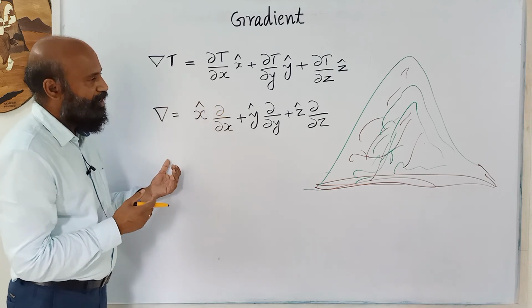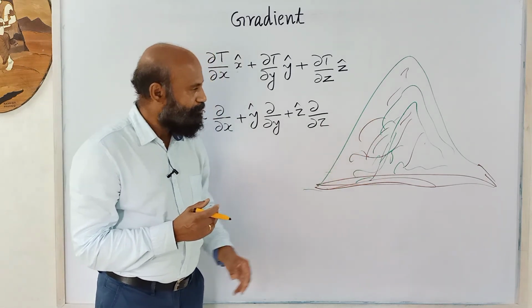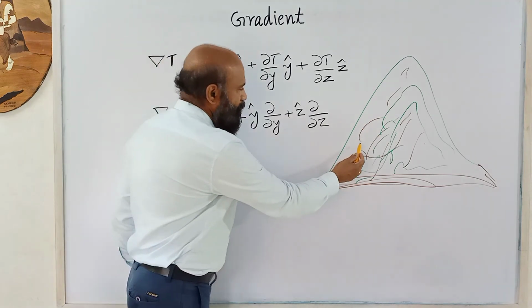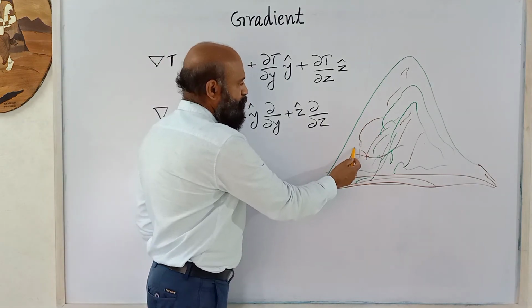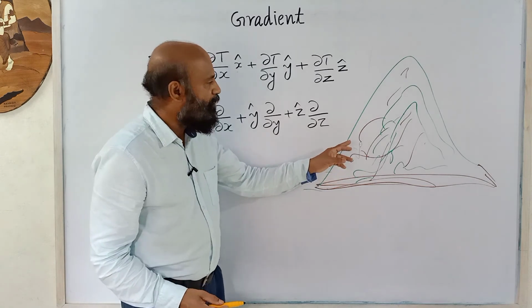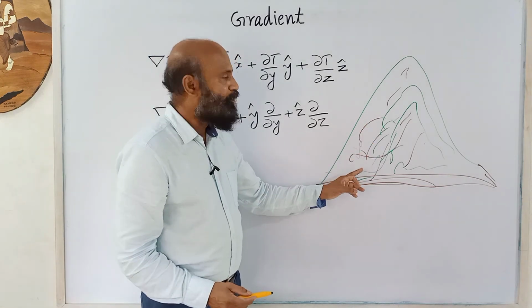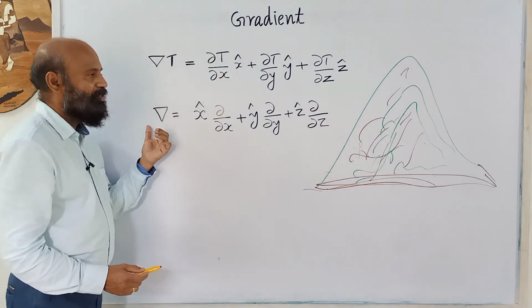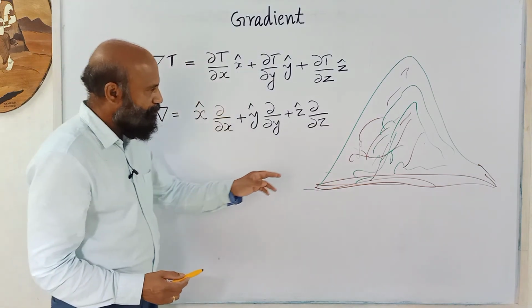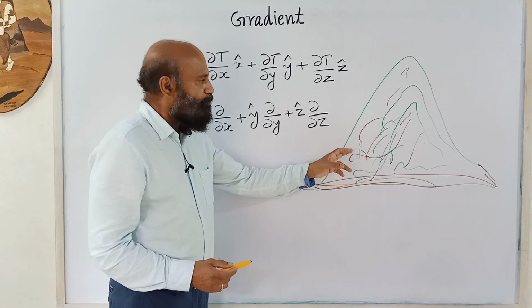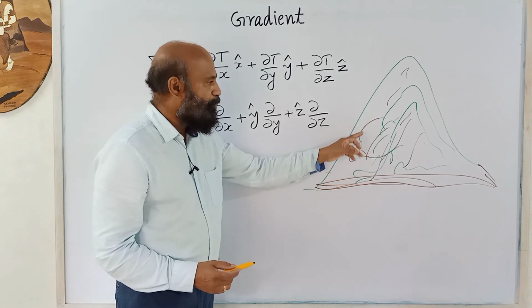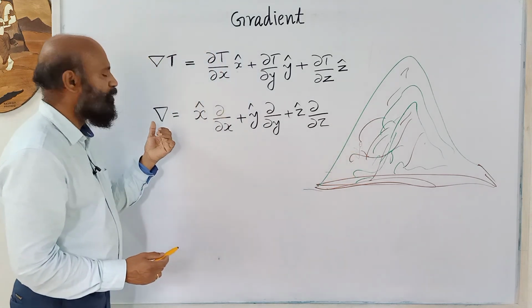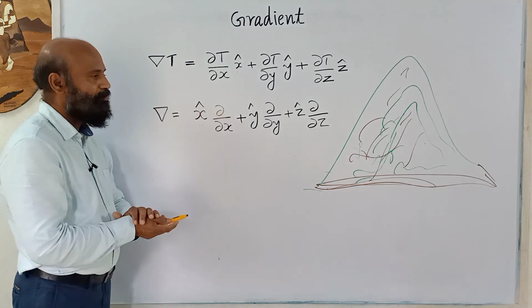To have a better idea, I will give you an example. Suppose you are standing on the side of a hill, then look around. In one particular direction, the steepness will be maximum. That is the direction of the gradient. Then you measure the slope in that particular direction. That will give you the magnitude of the gradient.